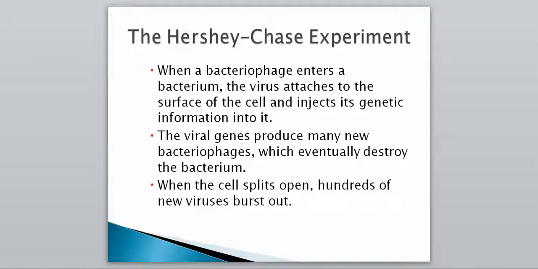The viral genes produce many new bacteriophages, which eventually destroy the bacterium. They basically hijack the bacteria to make new viruses for them. Then the cell will eventually split open, and hundreds of new viruses burst out. Inside, all these new viruses are being made, and once the time comes when there's no room, the cell literally breaks open, and then all those new viruses go out to do the same thing.